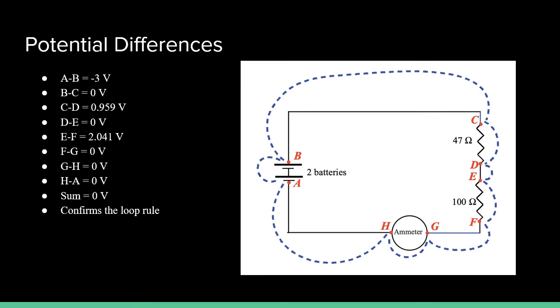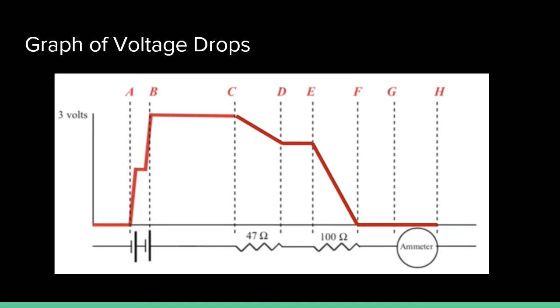So we were asked to take readings of potential differences across certain points. So as you can see, here are the potential differences between all the points, and what we're trying to see is that the sum of all of these is equal to 0 volts, which was actually true, and this confirms the loop rule.